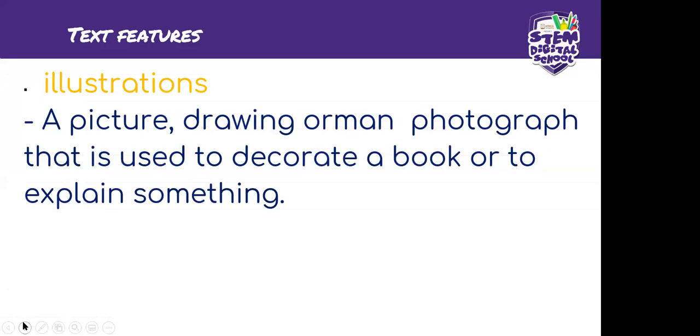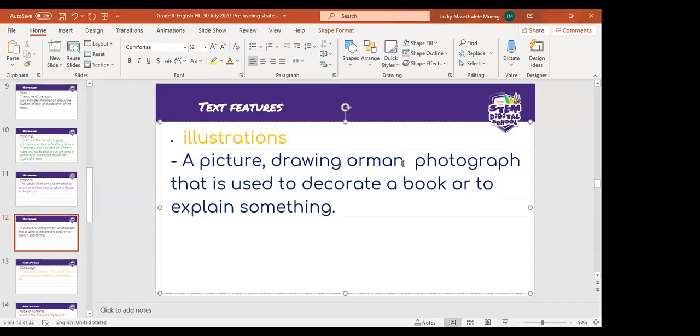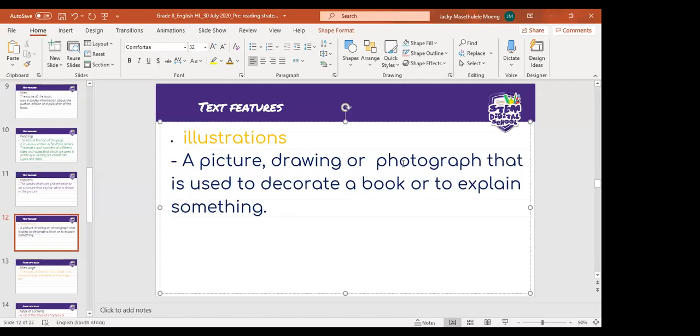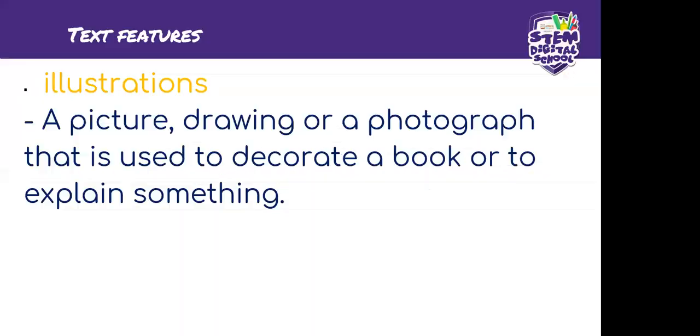Then the next feature is what we call an illustration. An illustration is a picture, a drawing, or a photograph that is used to decorate a book or to explain something. So an illustration has two uses. Number one is to decorate a book. You'll usually decorate a book at the front, because the front of the book is the first thing that a person sees.